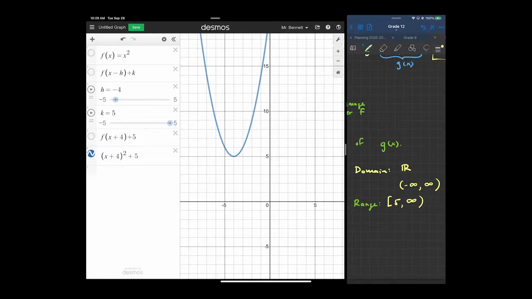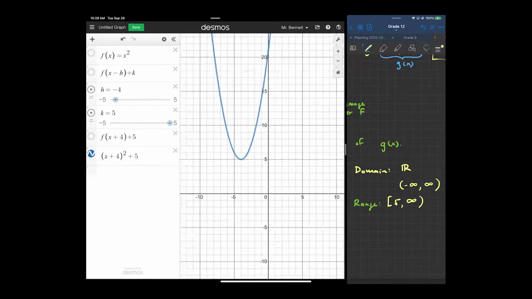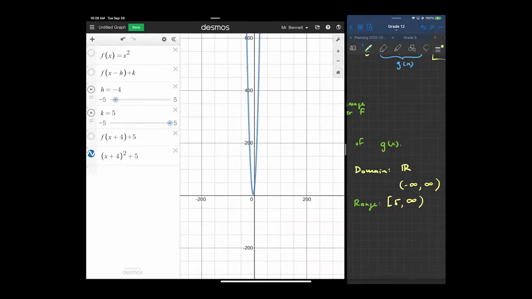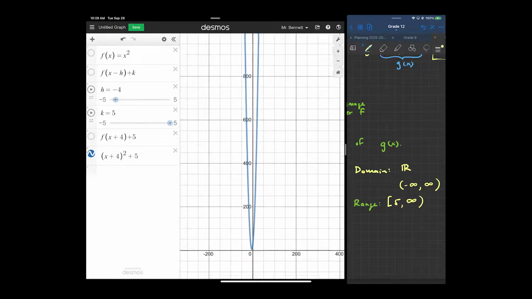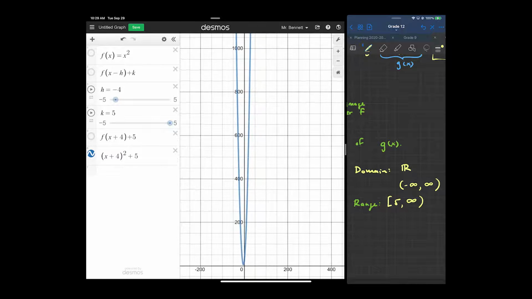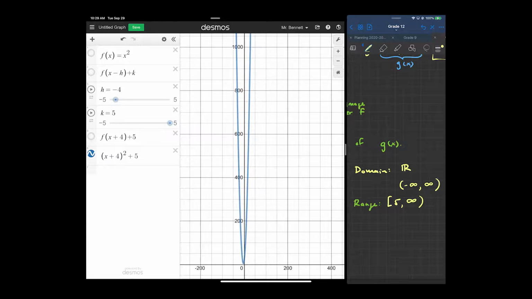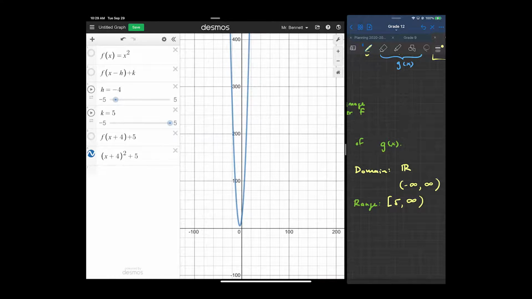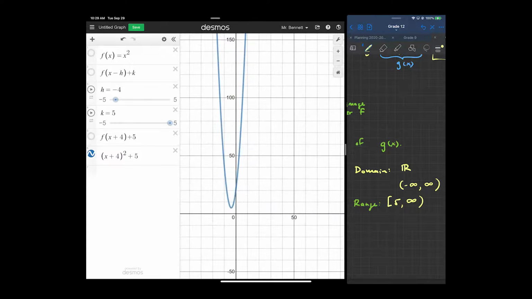Okay, so we can see here the domain is going to be any number, right? I can keep zooming out and zooming out, and I'll always get a number. The value that I get is going to be really big, but there's no restriction on the input of my number, right? I can input any number that I want. So the domain is absolutely going to be the real numbers. Any kind of quadratic function, the input is always going to be the real numbers.